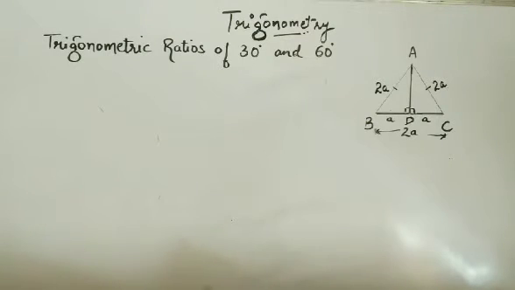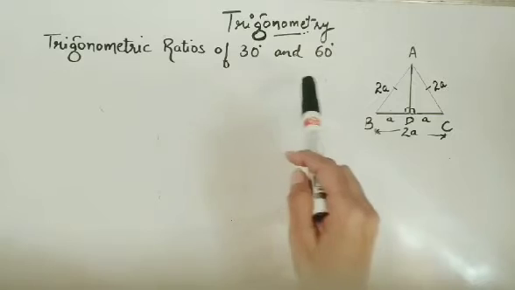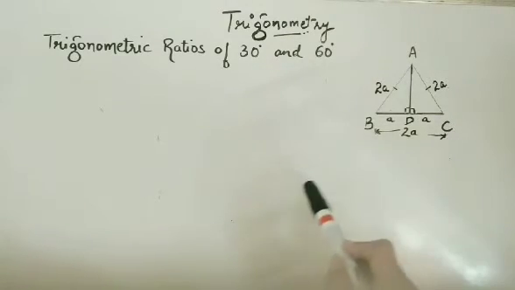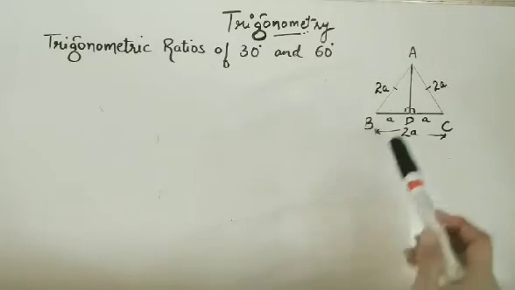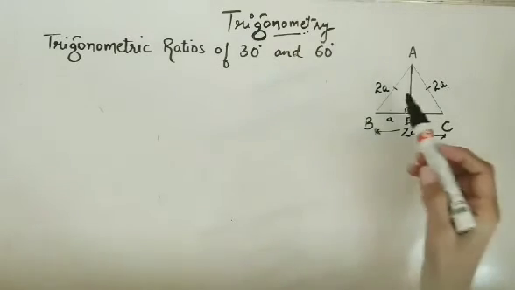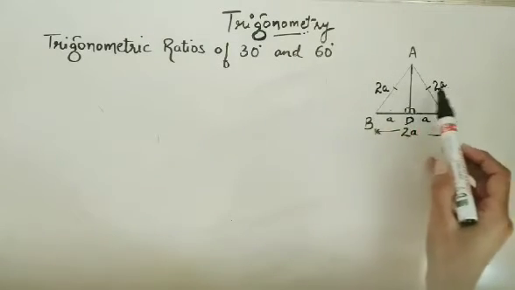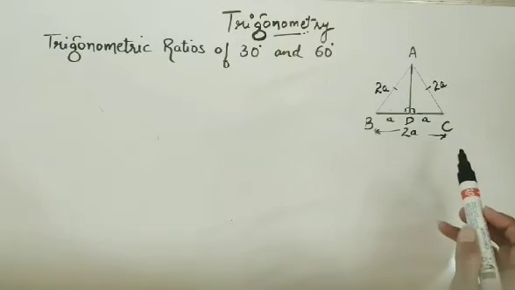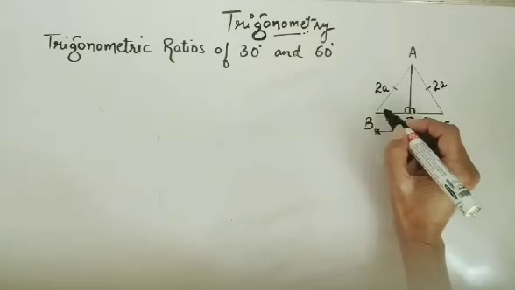Our next trigonometric ratios would be for 30 degree and 60 degree. We are doing it together. The reason is because from the same triangle we would be able to obtain both. Now look at this. We have taken a triangle ABC which is equilateral, which has the side twice of A. So each edge definitely has to be equal since it is equilateral triangle. Each angle is 60.